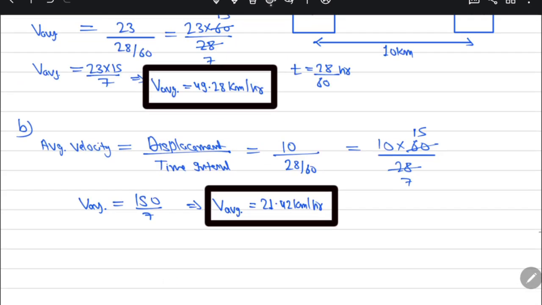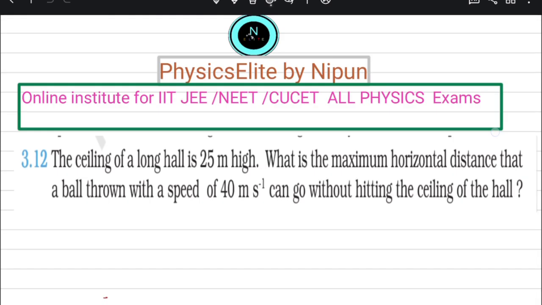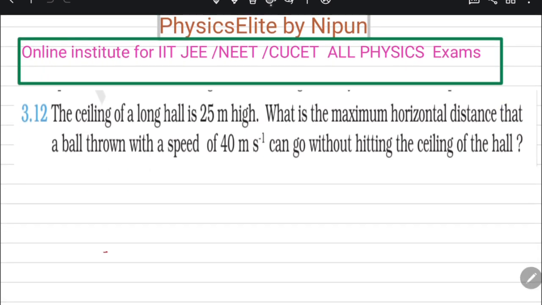Right? So I proceed to our next question. You understand now? Average speed is basically total distance upon total time, and average velocity is total displacement upon time interval. If two positions are given, then you can find change in displacement upon time interval. I proceed to our next question. This is also a very good question.